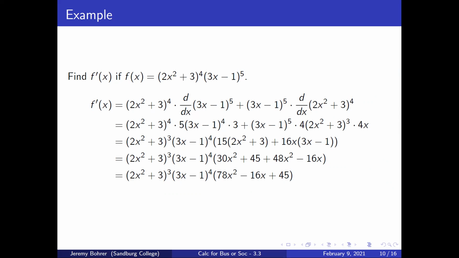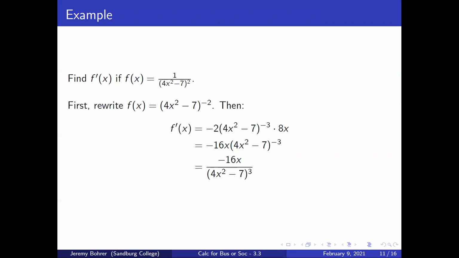(3x − 1)⁴ times [15(2x² + 3) + 16x(3x − 1)], which is (2x² + 3)³ (3x − 1)⁴ times (30x² + 45 + 48x² − 16x), which equals (2x² + 3)³ (3x − 1)⁴ times (78x² − 16x + 45).